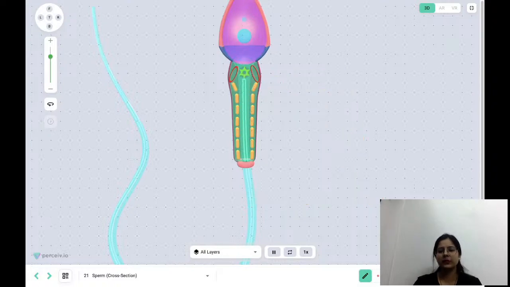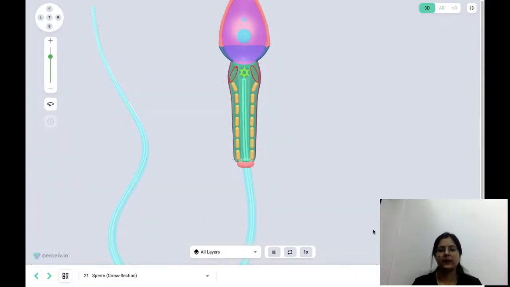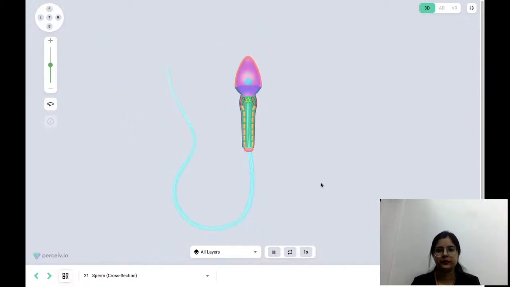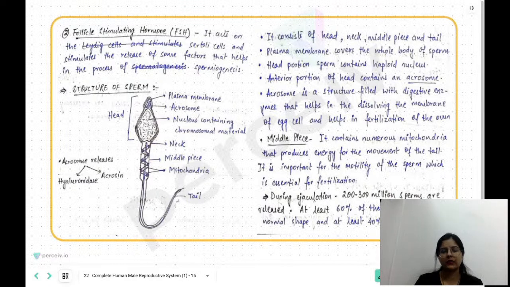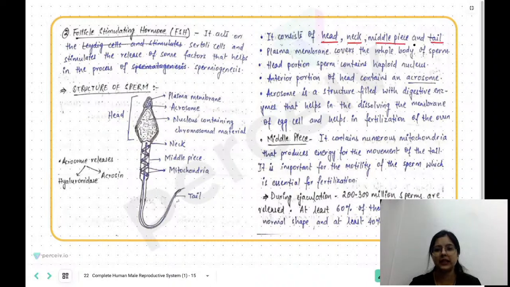So these are the important components of the sperm that we have seen. All right, now let us move ahead with a little description part. You can see over here that I have drawn a generalized figure of the sperm as well. As I already told you, it consists of 4 different parts: head, neck, middle piece, and tail. And the entire body of this sperm is covered by plasma membrane. That is very, very important.